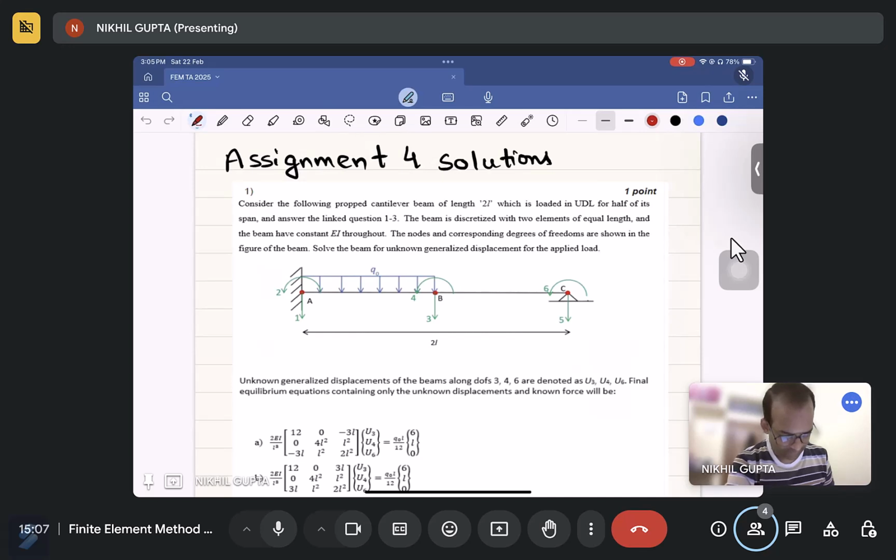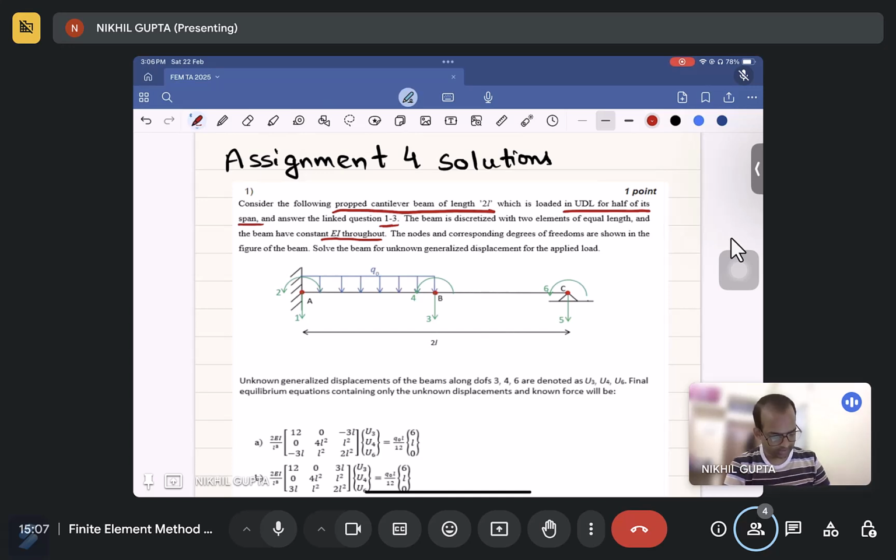What it says: consider the following propped cantilever beam of length 2L, which is loaded with a UDL for half of its span, as shown here, and we have to answer questions 1 to 3. The beam is discretized with two elements of equal length, and the beam has a constant EI throughout. The nodes and corresponding degrees of freedom are shown in the figure. Solve the beam for the unknown generalized displacements for the applied load.